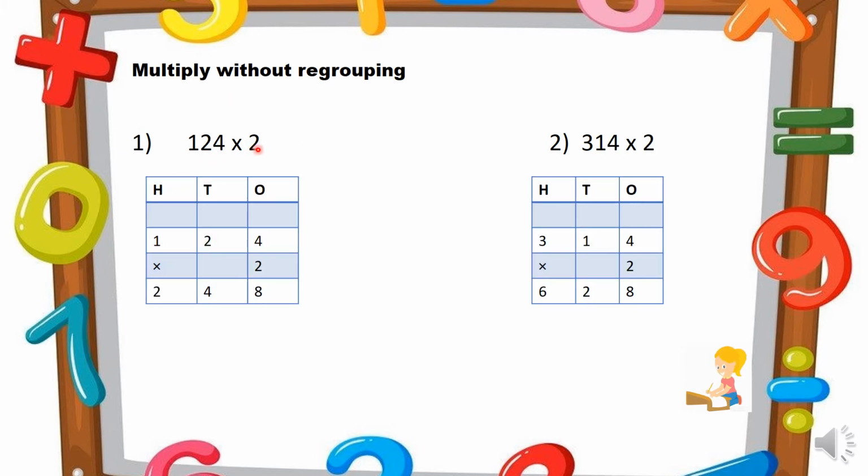124 multiplied by 2. What will be the answer? You will get 248. Let us solve the example. 2 4s are 8. 2 2s are 4. 2 1s are 2. Is it clear? 314 multiplied by 2. What will be the answer? Let us solve this. 314 multiplied by 2. 2 4s are 8. 2 1s are 2. 2 3s are 6. Hope I am clear to you.